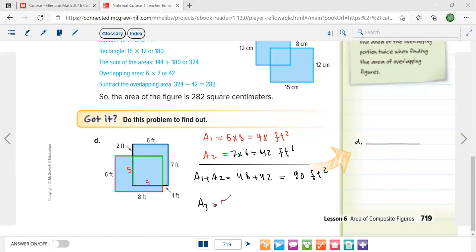So area 3 is 5 multiplied by 5. This will give you 25. Now, our area is 90 minus 25. And this will give you 65 feet squared. So, area of the first figure plus area of the second figure minus the overlapping part. That's it.